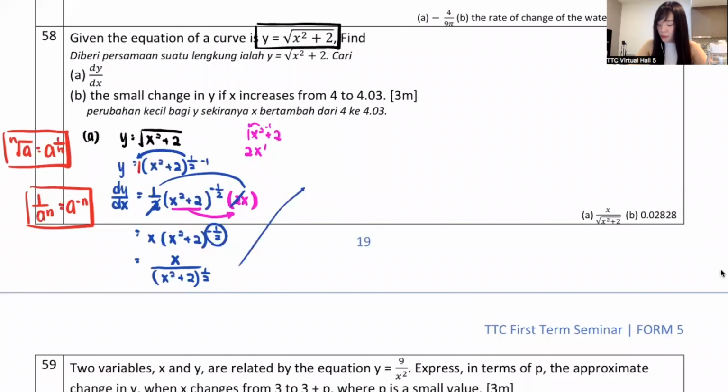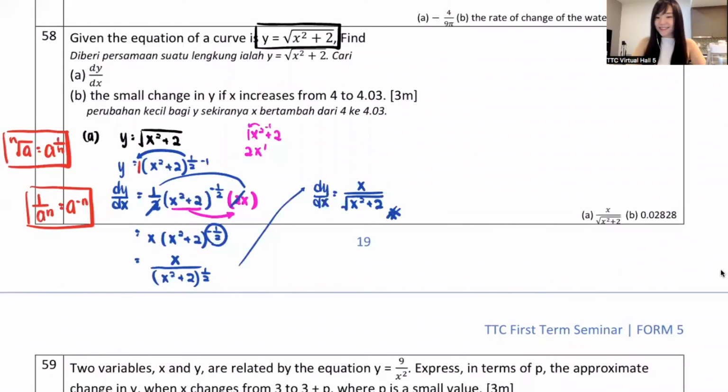Then you want to stop here. Of course, I didn't stop you, but I will write one more line. What I will write, this is the dy dx. So the top is x, the bottom is x squared plus 2. But the power 1/2 is actually a square root. So I will always change back the power 1/2 to square root, because after all, that one is actually a square root.